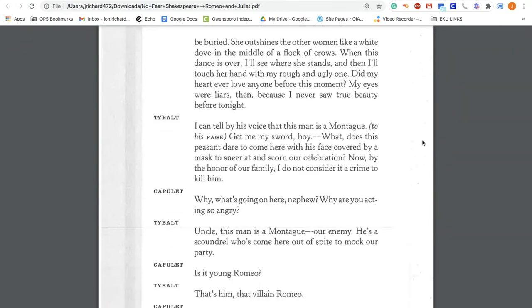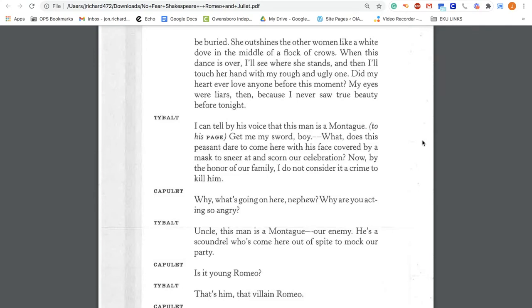I can tell by this man is a Montague. Boy, get my sword. What does this peasant dare to come here, with his face covered by a mask, to sneer at and scorn our celebration? Now, by the honor of our family, I do not consider it a crime to kill him.